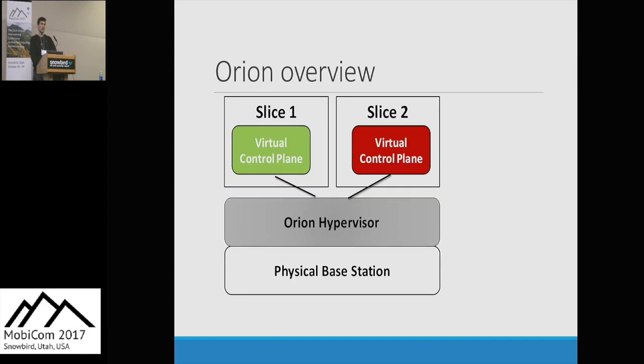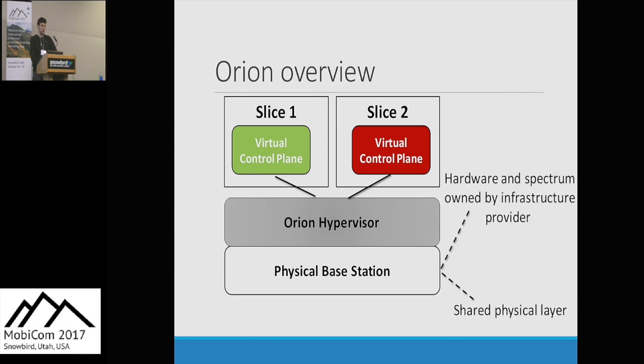So the main idea behind Orion is that we have physical base stations that are basically composed of hardware and spectrum resources, and that are owned by some infrastructure provider. It doesn't have to be a mobile operator. And then all the slices that are deployed over that physical base station basically share a common physical layer, so we assume that they use the same radio access technology.